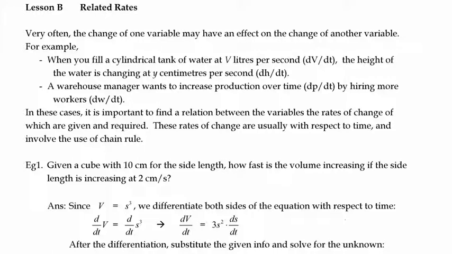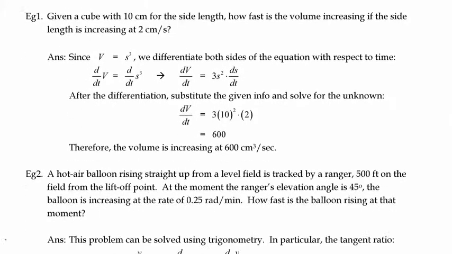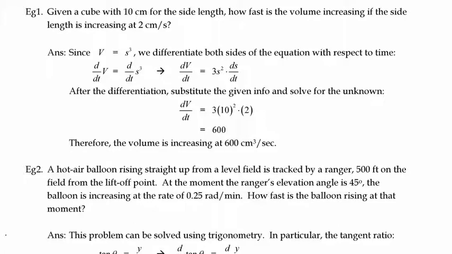Now, since many of these rates of change are with respect to time, we can then differentiate a given function with respect to time. And we are going to use implicit differentiation in many of these examples. Here in example number 1, given a cube with 10 cm for the side length, how fast is the volume increasing if the side length is increasing at 2 cm per second?